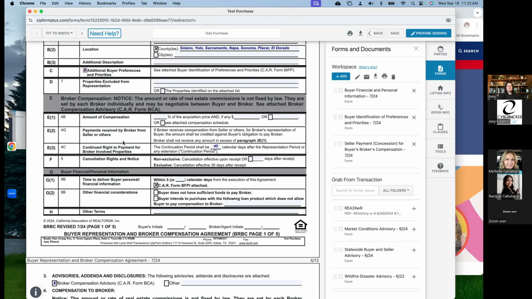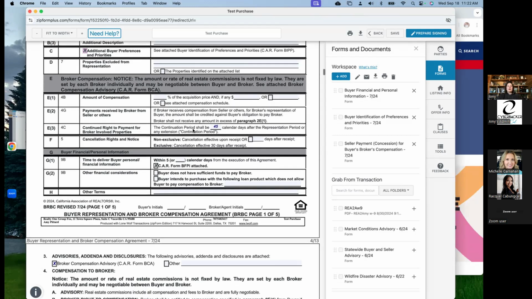And same thing here under E2, same statement that was in the PSRA, that if you receive compensation from the seller or anybody else for the representation of buyer, the amount should be credited against the buyer's obligation to pay. Okay. This is the continued right to payment for broker involved properties. Keep in mind, if you write something in here, this only applies if the BRBC expires. It does not come into play when it is canceled. So just keep that in mind. This is for the continuation period in case you have questions about that.